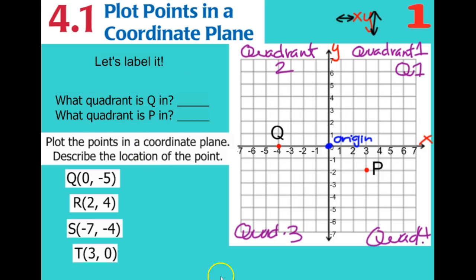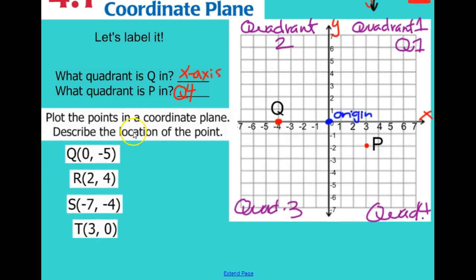It says, what quadrant is Q in? Well, the letter Q is in quadrant 2, but the point itself right there is really on this line. It's on the x-axis. So that's kind of a trick question. It's not in a quadrant, it's on the x-axis. But P over here, P is in quadrant 4, or Q4.